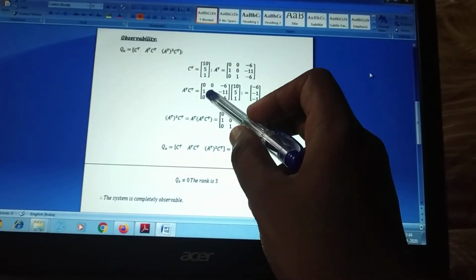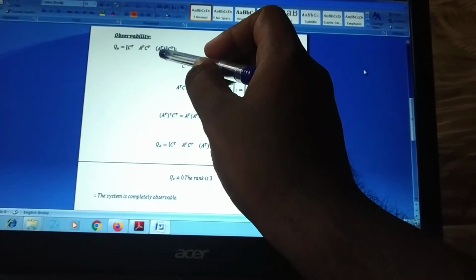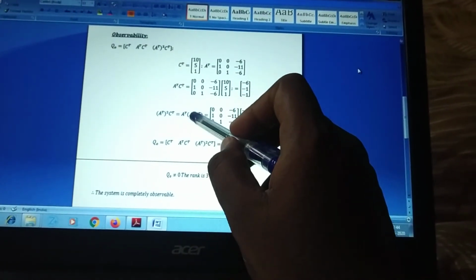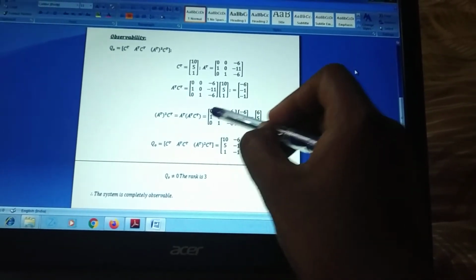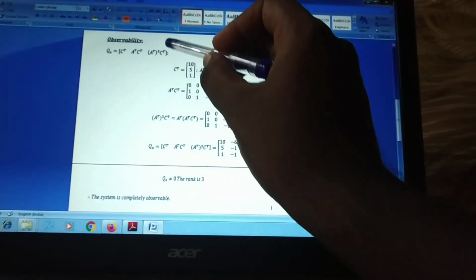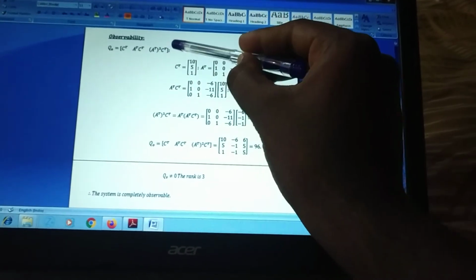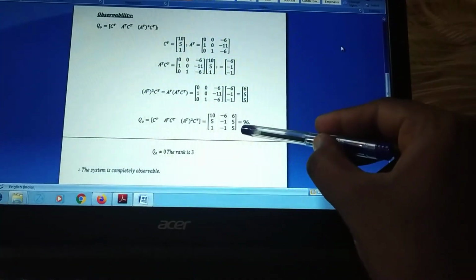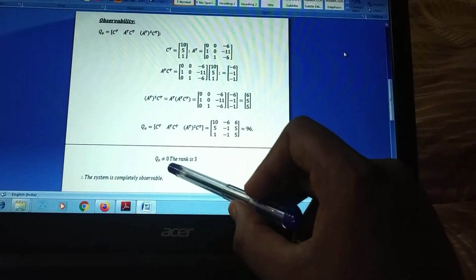Next we multiply Aᵀ into Cᵀ. Next we need (Aᵀ)². So Aᵀ into AᵀCᵀ, we get (Aᵀ)² into Cᵀ. Next substitute the given values: Cᵀ, AᵀCᵀ, (Aᵀ)²Cᵀ. So the Qo value is equal to 96. That means Qo is not equal to 0, so the system is completely observable.